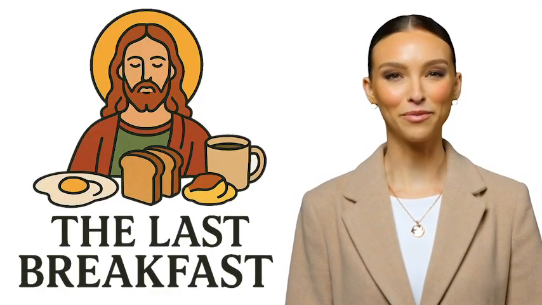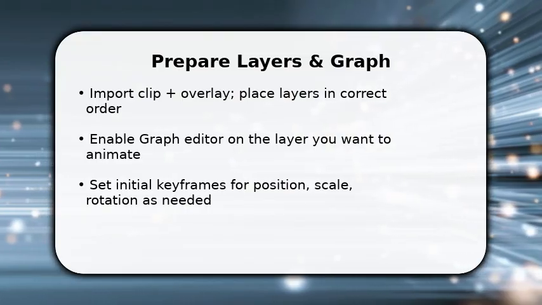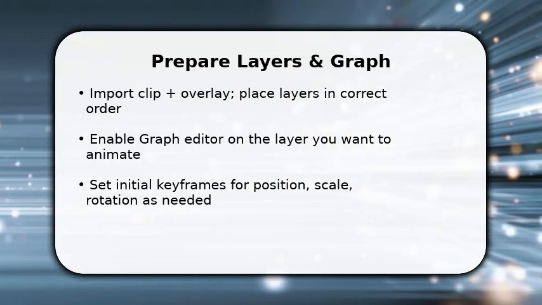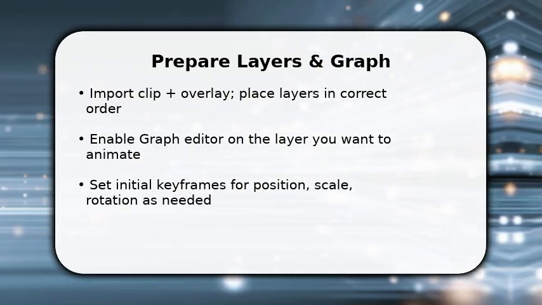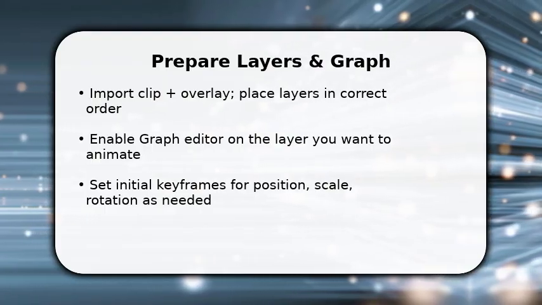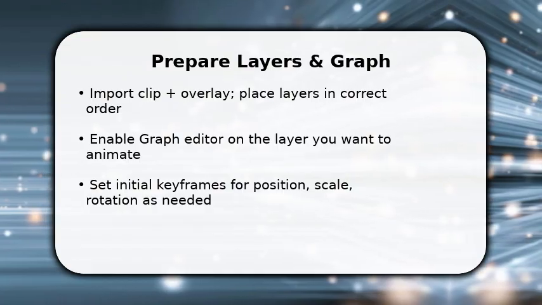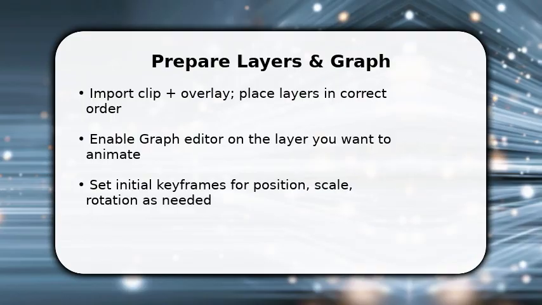You start by getting the layers ready. Import your footage overlays and ensure the animated layer is selected. Open the graph editor right away and switch to the property you want to control. Once done, add the first keyframes for position, scale, or rotation so the graph has values to edit. This gives the graph meaningful handles.